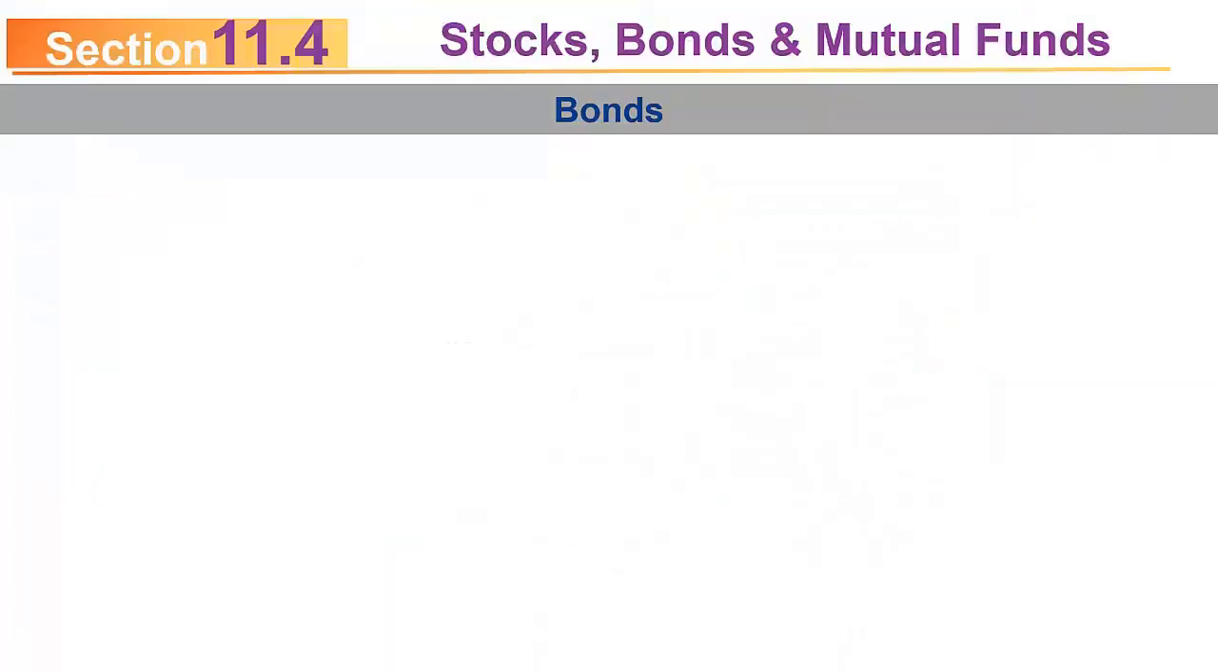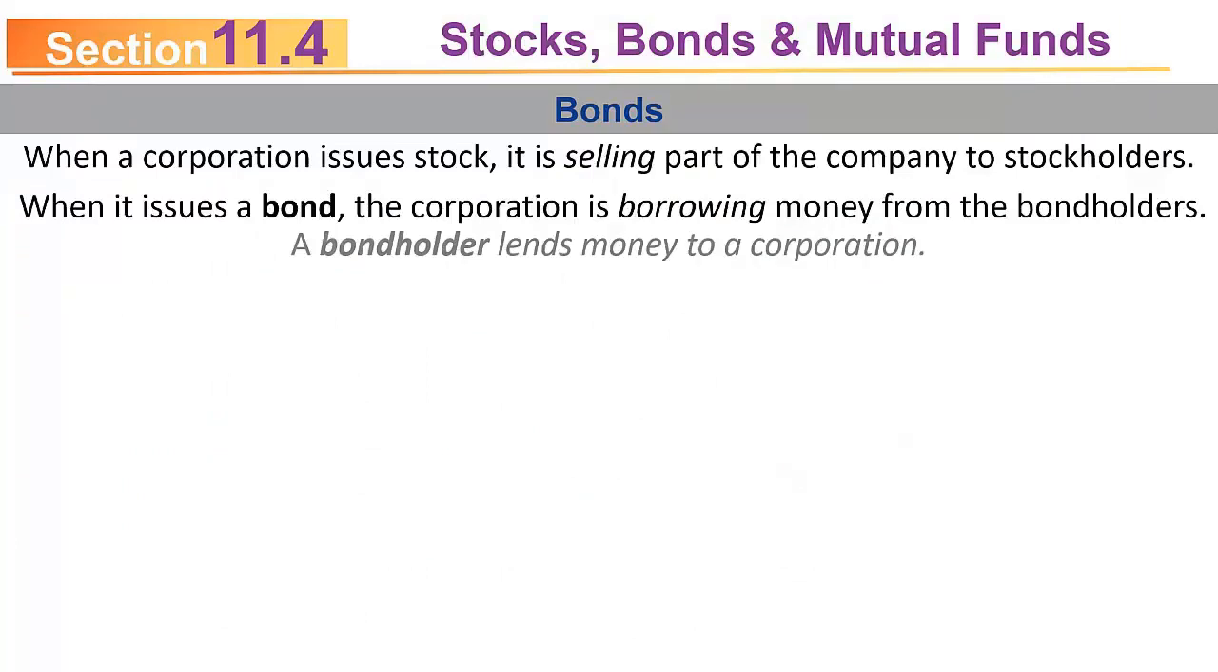Now let's talk a little about bonds. When a corporation issues stock, it is selling part of the company to stockholders. When it issues a bond, the corporation is actually borrowing money from the bondholders. A bondholder lends money to the company.